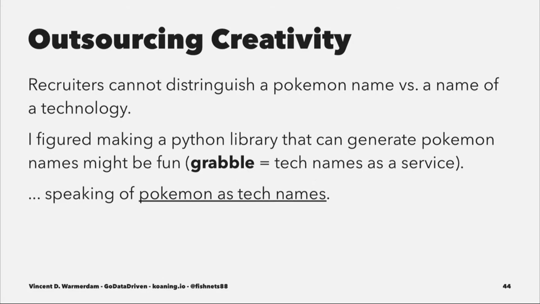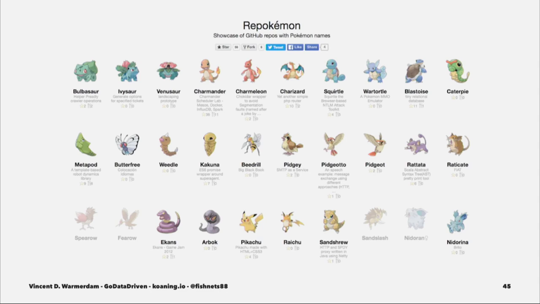So I figured making a Python library that can generate Pokemon names might actually be fun. So the library is called Grabble. It's totally not done yet. But the idea is to have tech names for a service. And before you start thinking, gee, that's ridiculous, Vincent, speaking of Pokemon as tech names, there's this GitHub repo. Turns out that a lot of people have used Pokemon names for their original GitHub projects. There's a link in the presentations if you want to look at it later, it'd be fine.